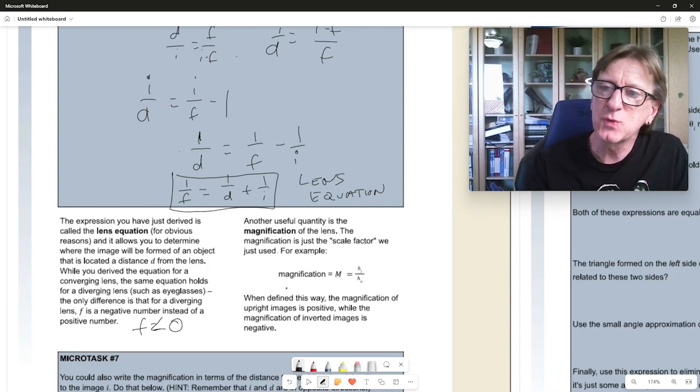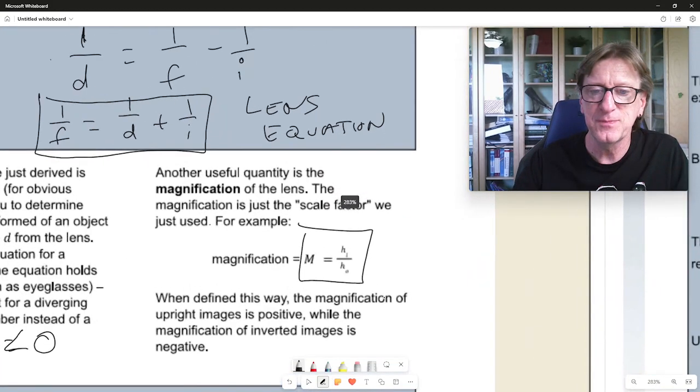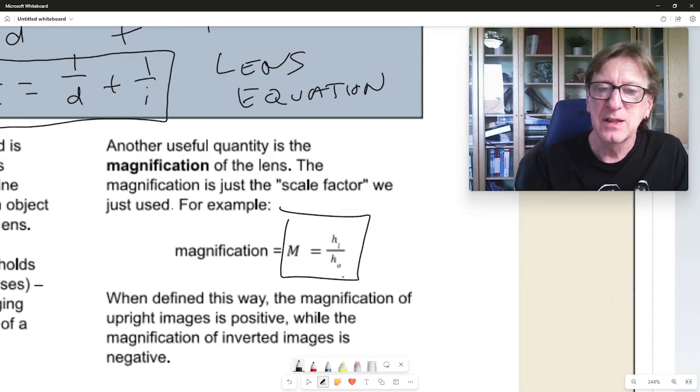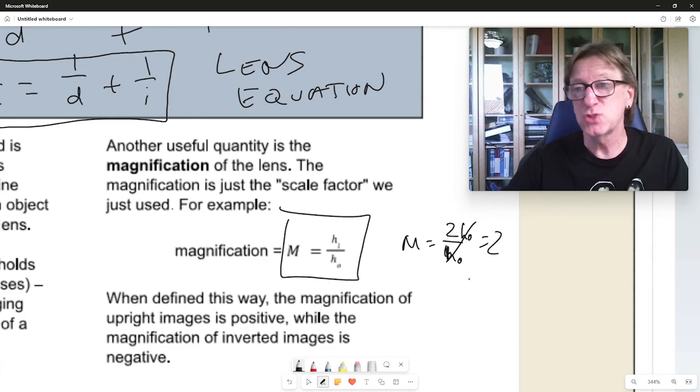Okay, so another useful quantity is going to be the magnification. And this should be fairly obvious. Let's zoom in on this so that you can see it. This is the height of my image, and this is my object height. If my image comes out to be twice as big as my original, so 2 H_O over H_O, those cancel out and just leave me 2, then we say that the magnification is 2.